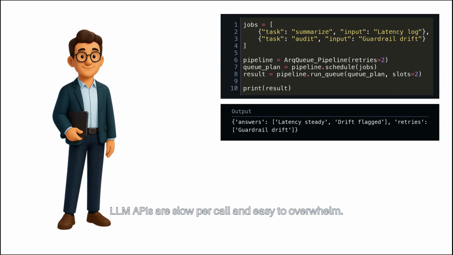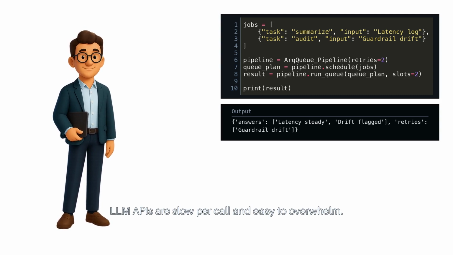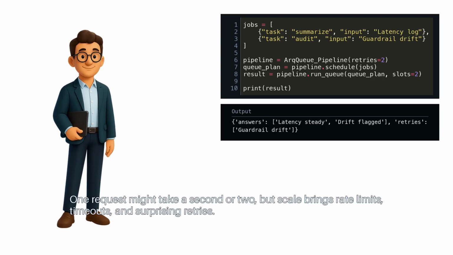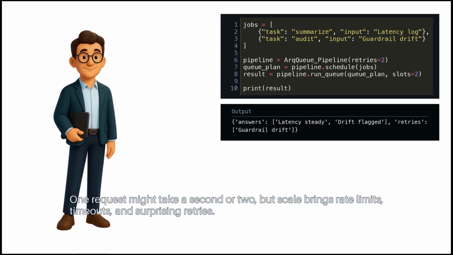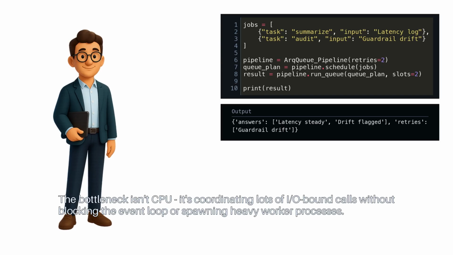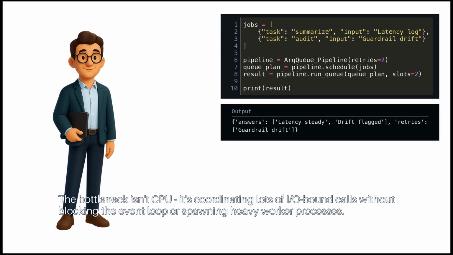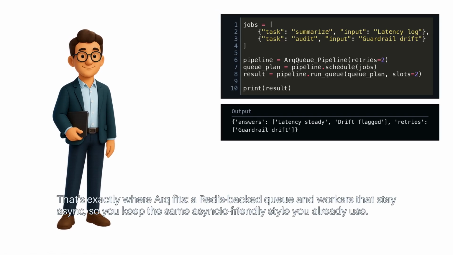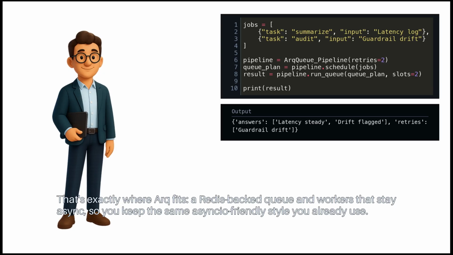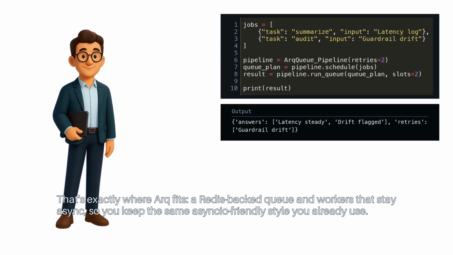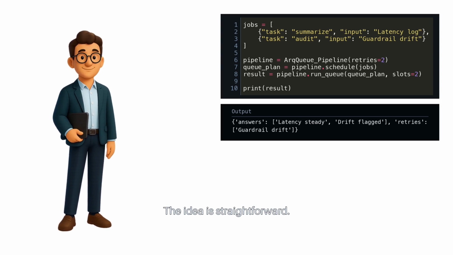LLM APIs are slow per call and easy to overwhelm. One request might take a second or two, but scale brings rate limits, timeouts, and surprising retries. The bottleneck isn't CPU. It's coordinating lots of I/O-bound calls without blocking the event loop or spawning heavy worker processes. That's exactly where Arc fits, a Redis-backed queue and workers that stay async, so you keep the same asyncio-friendly style you already use.